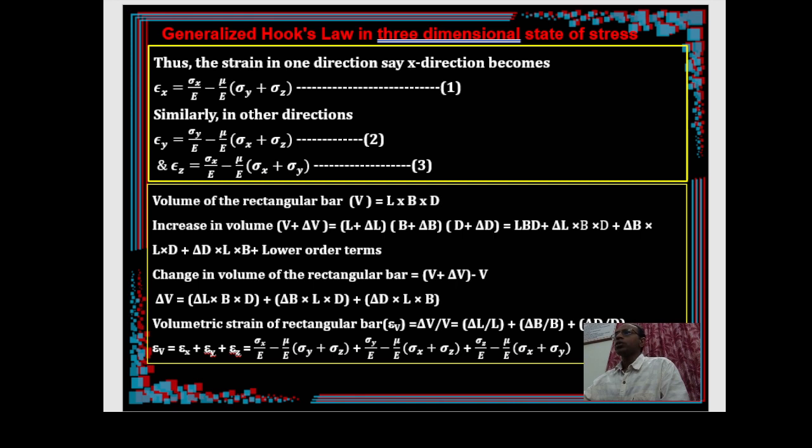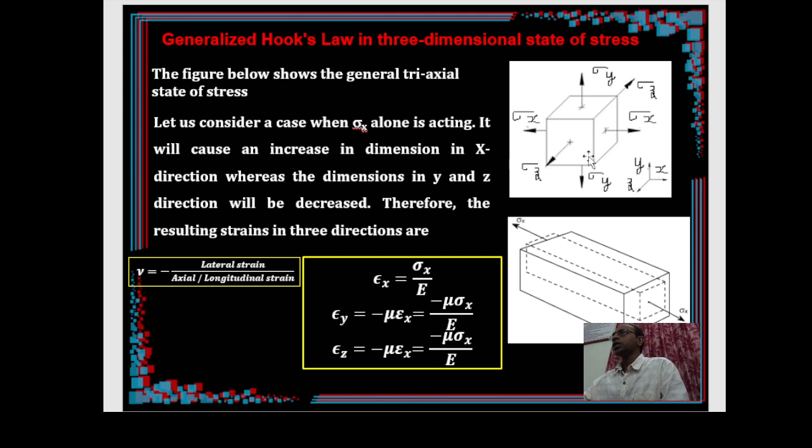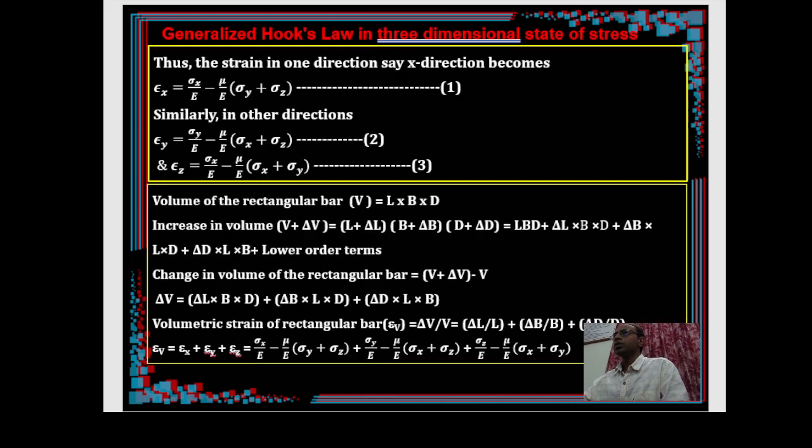Then once you have calculated all the three strains, we can consider the combined effect. The original three-dimensional state of stress has all the three stresses acting at a time, but for the sake of simplicity of understanding, we have taken one direction after another. But if you consider all the three states of stress at a single shot, then what happens? All the stresses are acting, so we can sum them up. So when you sum them up, what will you be getting?